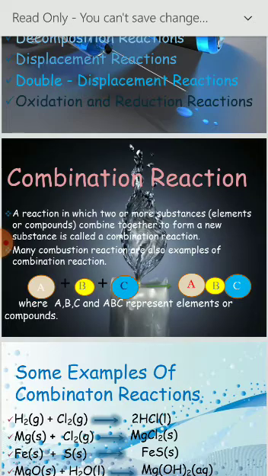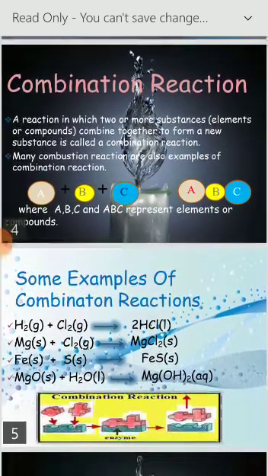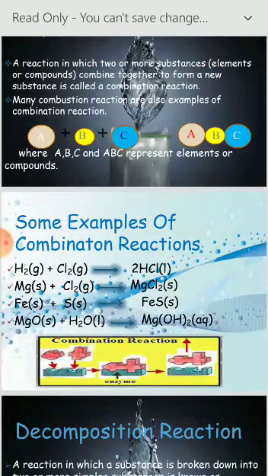Some of the examples we can discuss now. Let us see some of the examples. Hydrogen reacts with chlorine to form hydrogen chloride. Here hydrogen just combines with chlorine gas to form hydrogen chloride. So a single product is formed. Magnesium also reacts with chlorine to form magnesium chloride. Some of the examples are also given in the textbook.